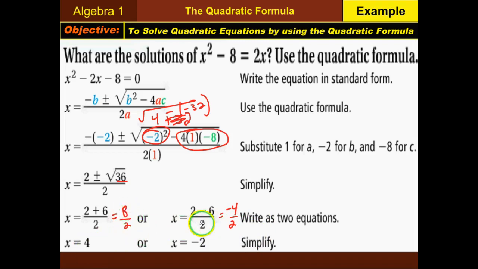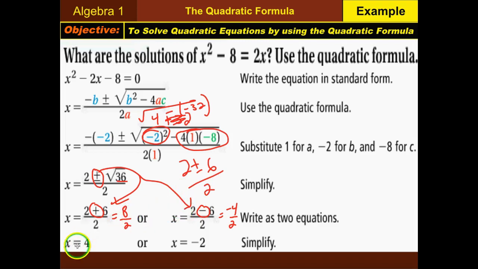8 divided by 2 is 4. Notice the plus and minus. That's how we ended up with two different cases. We had the plus and we had the minus. That's what that plus and minus means, because square root of 36 meant 2 plus or minus 6 over 2. And that's how we get those two cases.